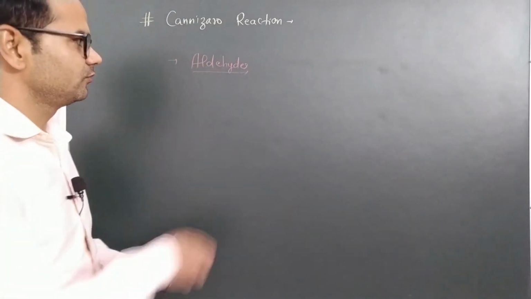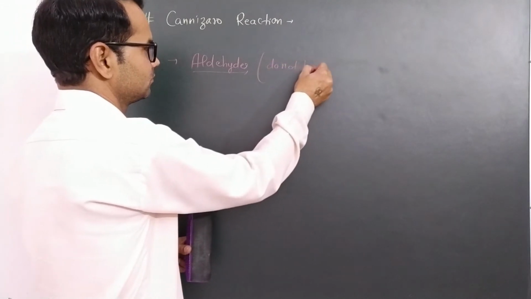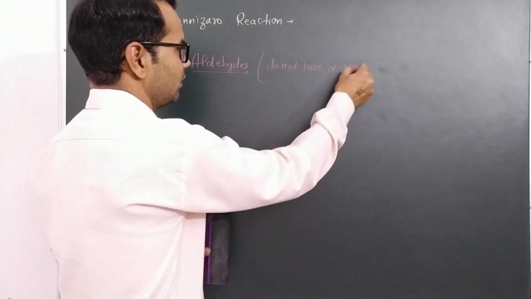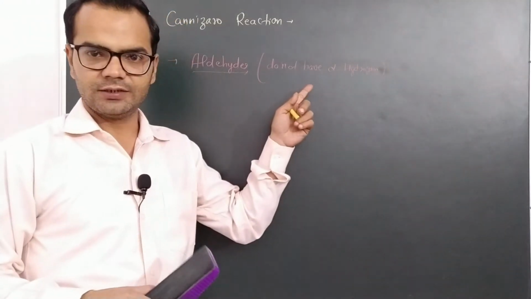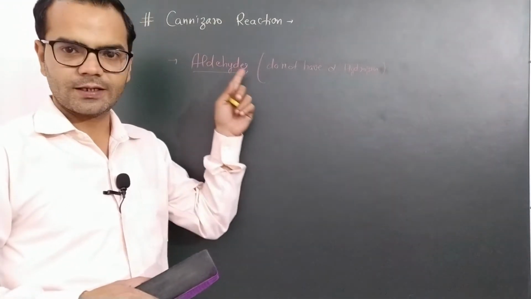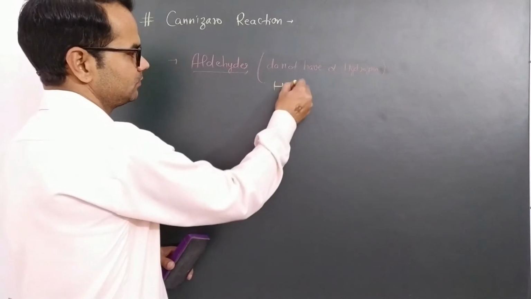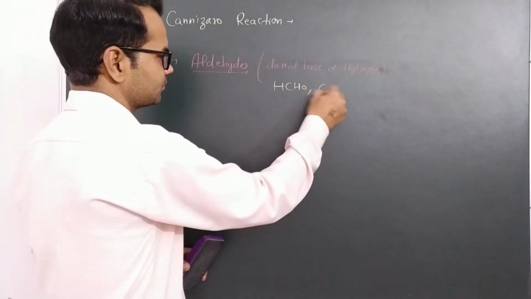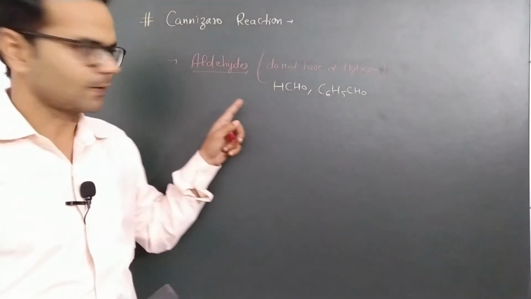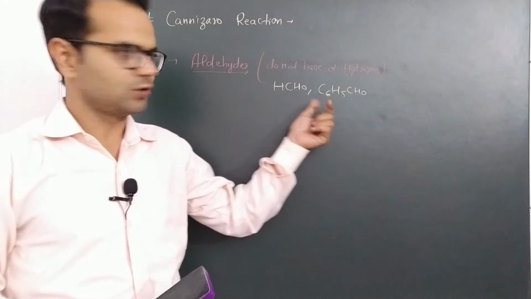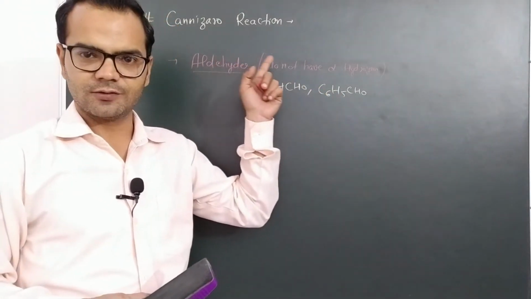Only aldehydes which do not have alpha hydrogen. The aldehydes which do not possess any alpha hydrogen, those aldehydes show Cannizzaro reactions. So examples are formaldehyde and benzaldehyde, HCHO and C6H5CHO. They do not have any alpha hydrogen, so they will undergo Cannizzaro reaction.